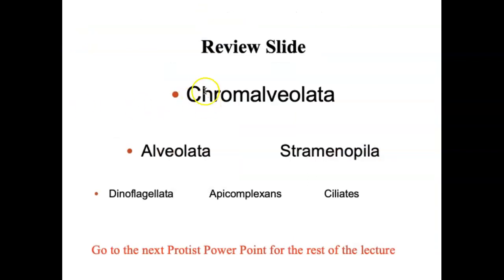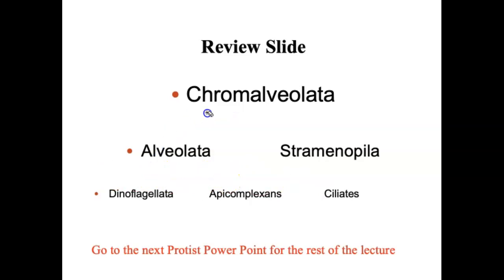So the first part, we left off with this review slide, and we were talking about chromioalveolata, and I said, all right, what's the key feature? And then we went down to the subcategory alveolata, again, features, and then we talked about these three groups that all fit within alveolata: dinoflagellata, the apicomplexans, and the ciliates. So that's what we covered on the previous set.